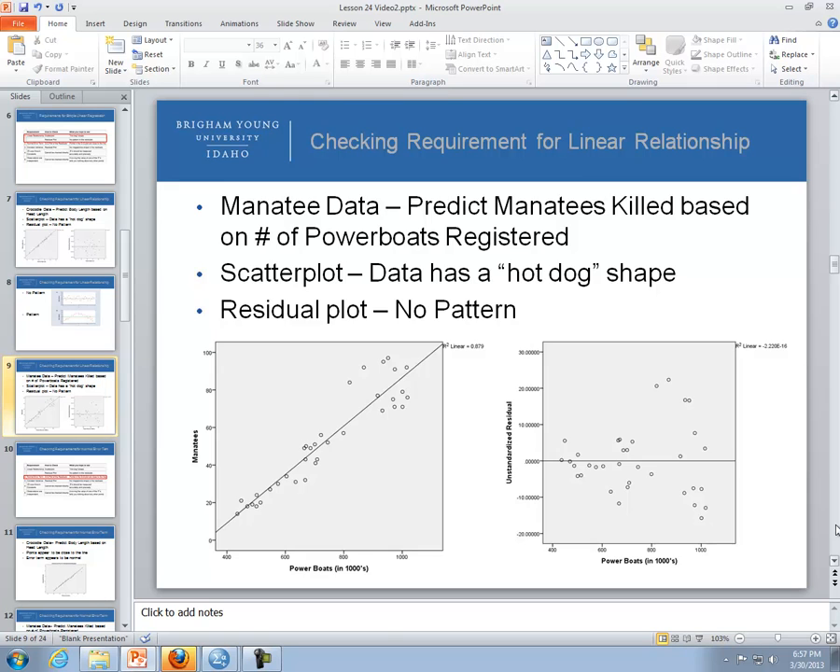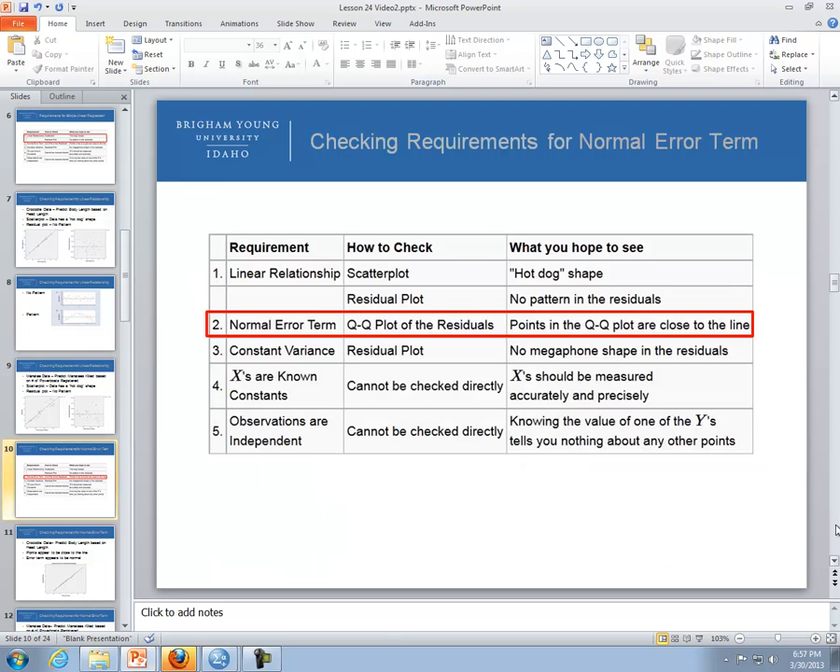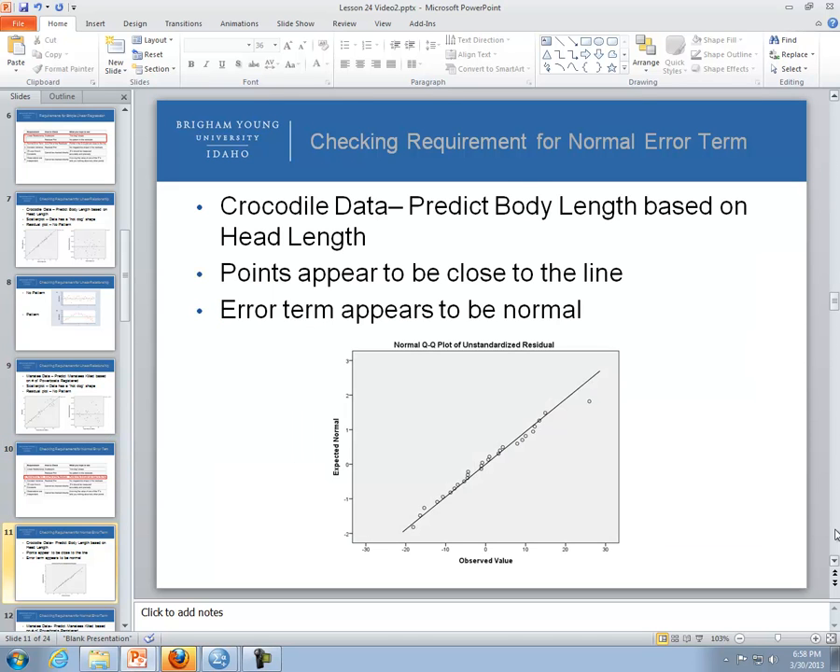Okay, now what I'd like to do is talk about the normal error term requirement, and we look at QQ plots of the residuals when we do that. Points in the QQ plot being close to the line is what we hope to see, to check that the requirement of normal error term is met. So here is an example of the crocodile data where we put the residuals into a QQ plot, and we notice that for the most part the dots are at or close to the line, except for this one outlier. But the points appear to be close to the line, so the error term appears to be normal. Okay.